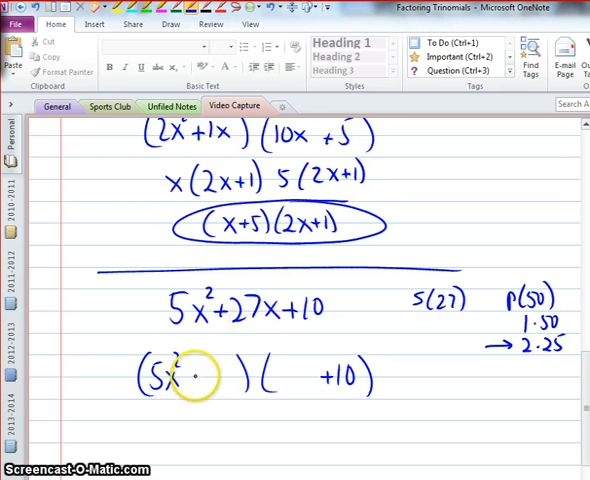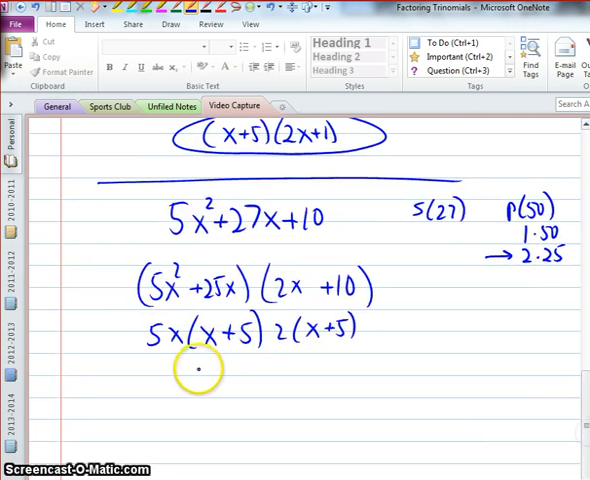So put them wherever you like. We can put the 25 here and the 2 here if we like. GCF here is going to be 5x, leaving x plus 5. GCF here is going to be 2, leaving x plus 5. 5x plus 2 times x plus 5.